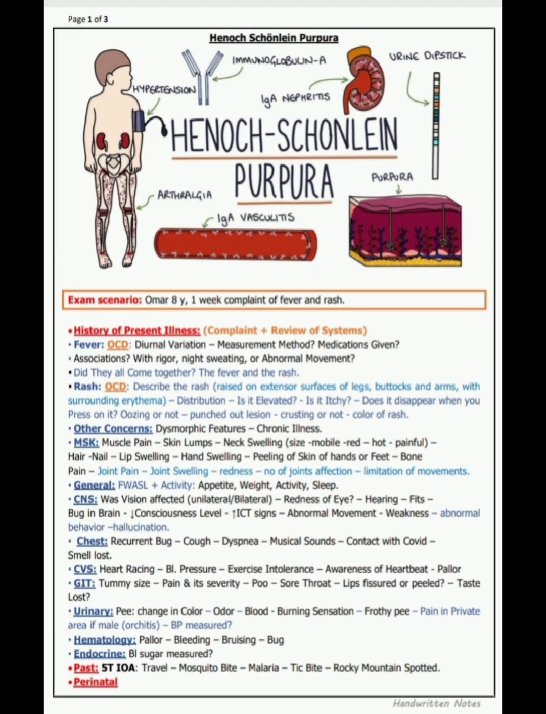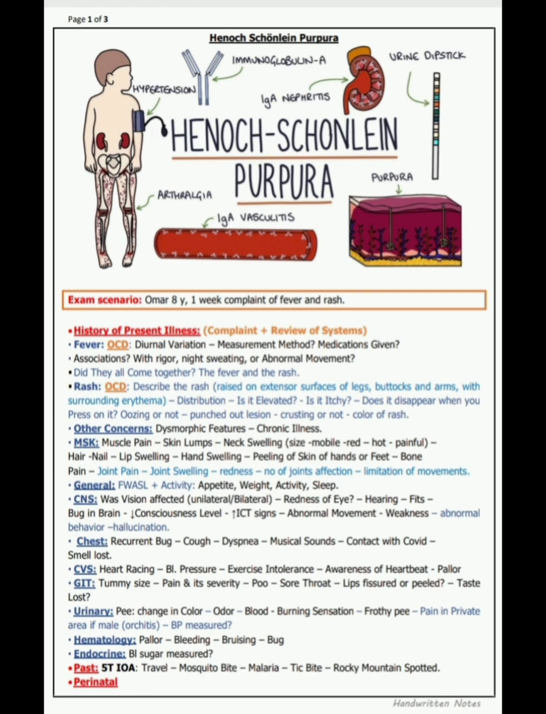Then did they all come together, the fever and the rash? So we ask whether all the complaints came together or one by one. Rash: we analyze the OCD, onset, when the rash started, the duration of the rash. So describe the rash: raised on the extensor surfaces of the legs, buttocks and arms with surrounding erythema. We know that Henoch-Schönlein purpura has a specific distribution, that is legs, buttocks and arms. And distribution: is it elevated, is it itchy, does it disappear when you press on it, oozing or not, punched out lesions, crusting or not, and color of the rash. So we analyze the rash.